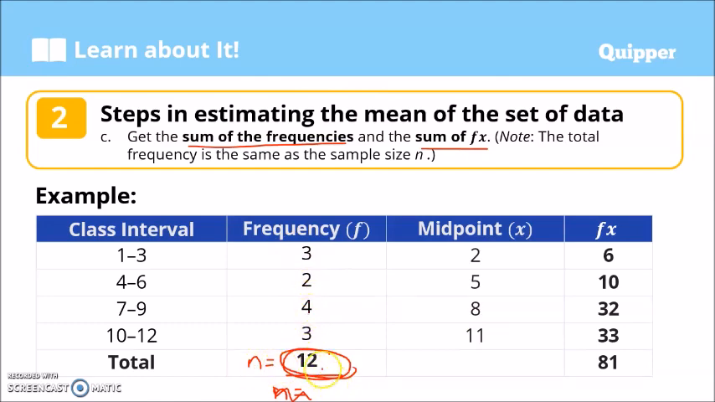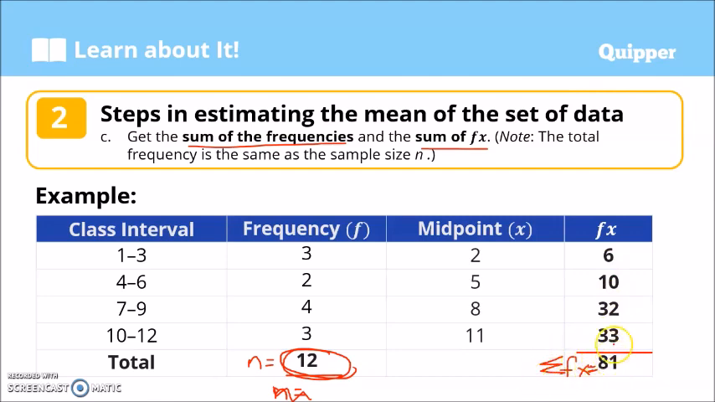So that's our n, the total of the frequency, or the sum of the frequency. And then we have here fx. Itong fx, i-add lang natin lahat. So 6 plus 10 plus 32 plus 33, that is equal to 81. Now we denote that as summation of fx. Okay, summation of fx, meaning these are fx's, and so we add all of them, so that summation.